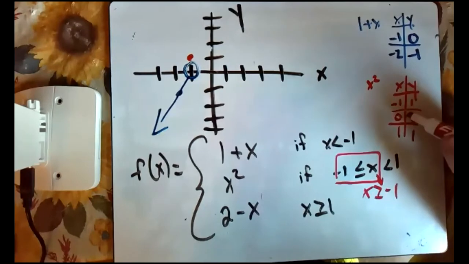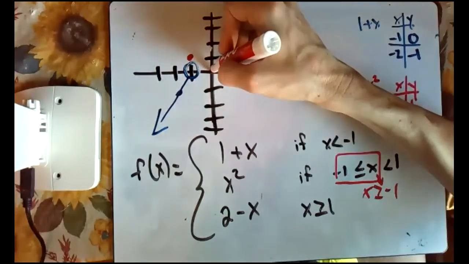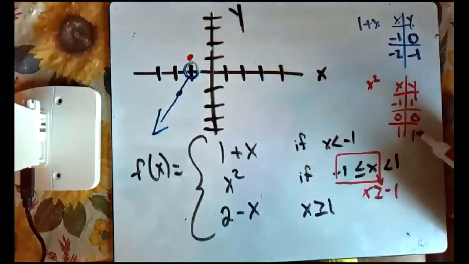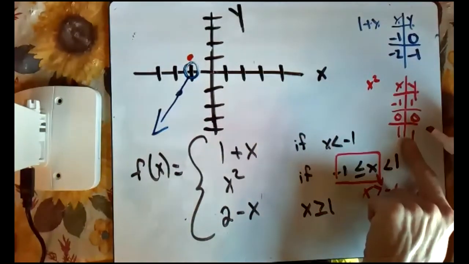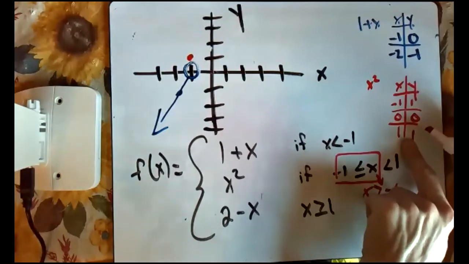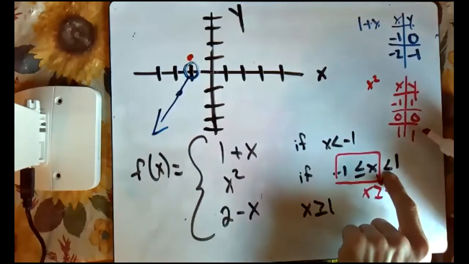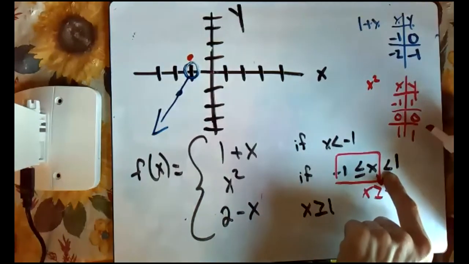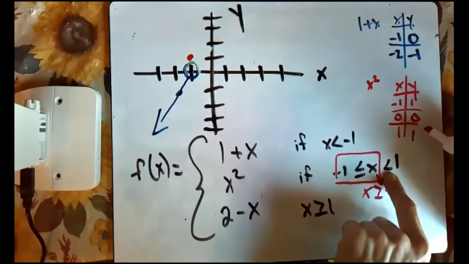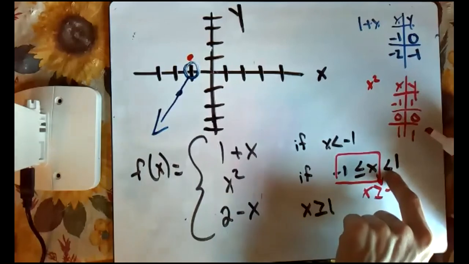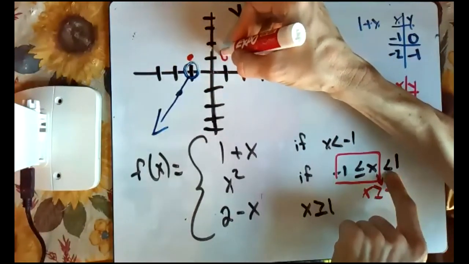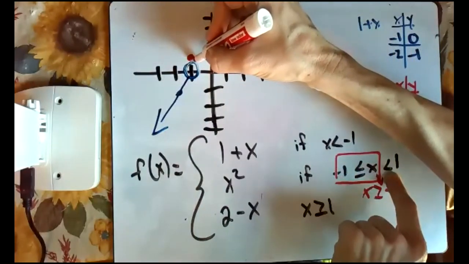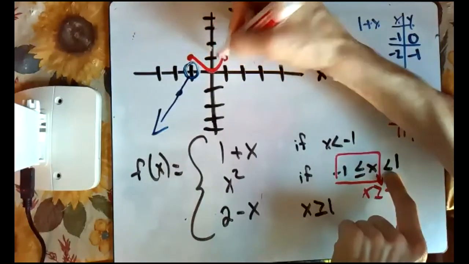And then the graph also runs through 0, 0, and it also runs through 1, 1. But at 1, 1, are we going to have a solid circle? No. Why? Because look at what it says. It says x is less than 1. It doesn't say x is less than or equal to 1. So that means open circle right there. Open circle at this point.